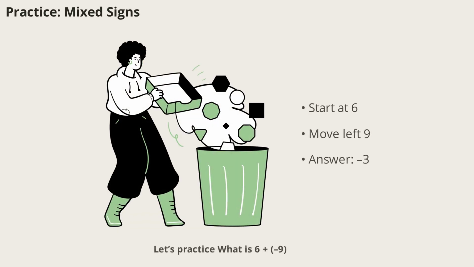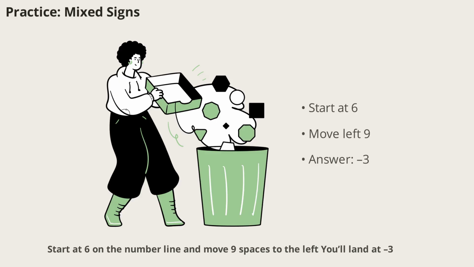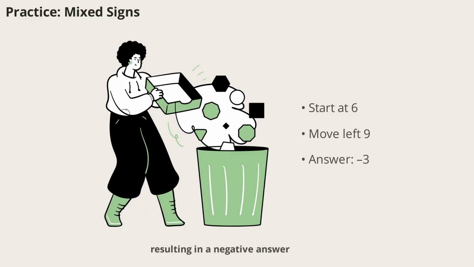Let's practice. What is 6 plus negative 9? Start at 6 on the number line and move 9 spaces to the left. You'll land at negative 3. This shows how the negative number outweighs the positive, resulting in a negative answer.